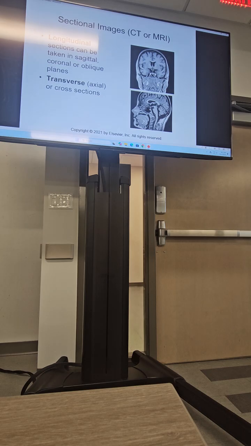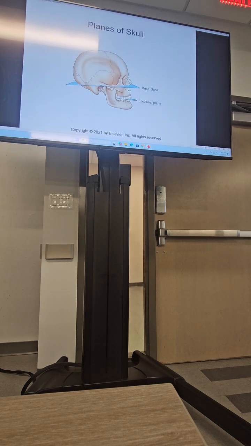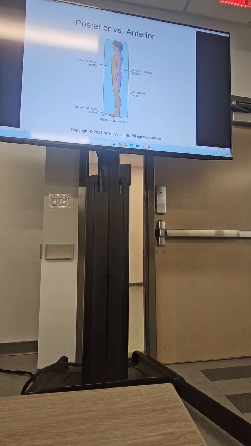So again, here's a sectional image on CT and MRI. They're showing the coronal view, they're showing the sagittal view, and they also can show the axial view, which we cannot do in X-rays. So we also have a base plane on the skull, but we will go over that later.